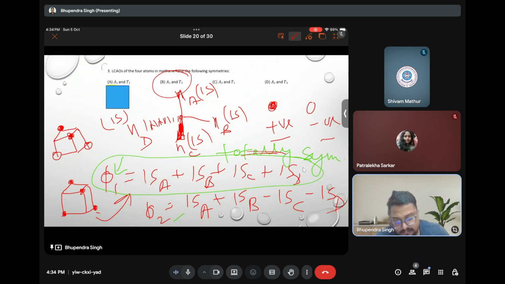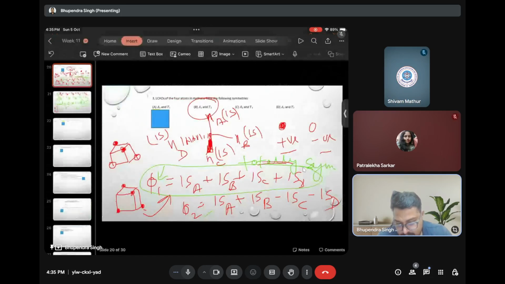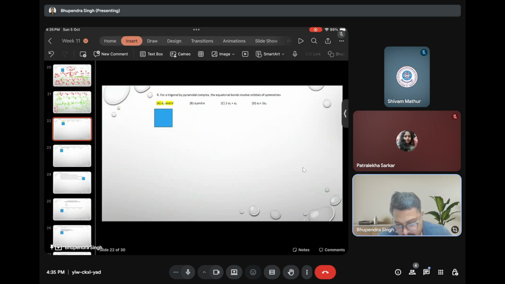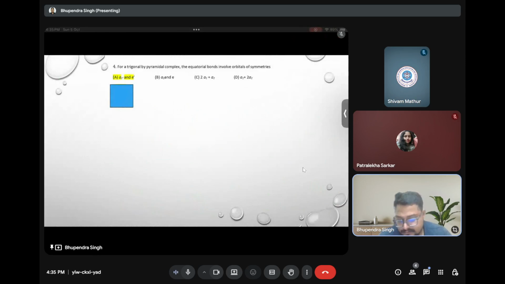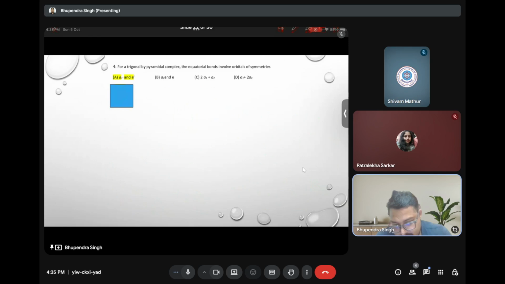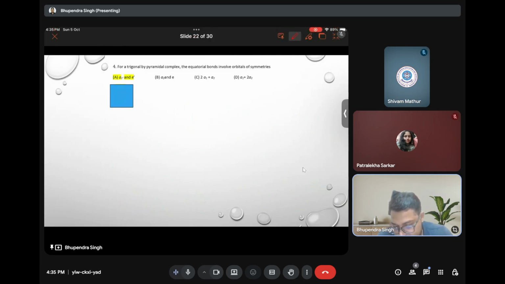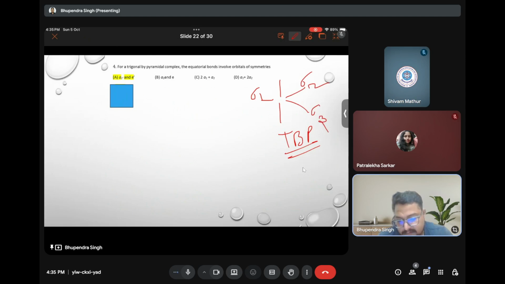Okay, moving to the next question. A trigonal bipyramidal complex. This is the TBP. The equatorial bonds, so sigma 1, sigma 2, sigma 3, involve orbitals of symmetry.